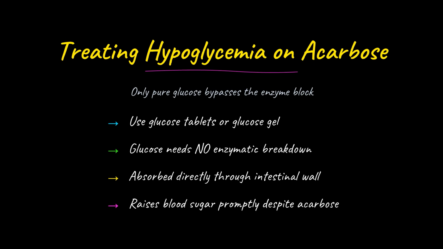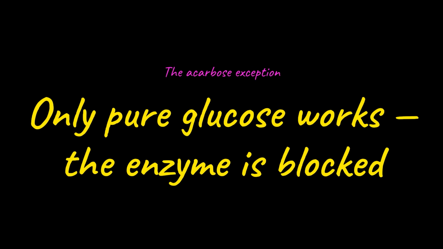This is the one situation where grabbing any sugary food is the wrong instinct. For most hypoglycemic patients, any fast sugar will do, but acarbose disables the enzyme that converts sucrose into glucose. Recognizing the drug class, alpha-glucosidase inhibitor, points directly to glucose tablets as the only reliable rescue.